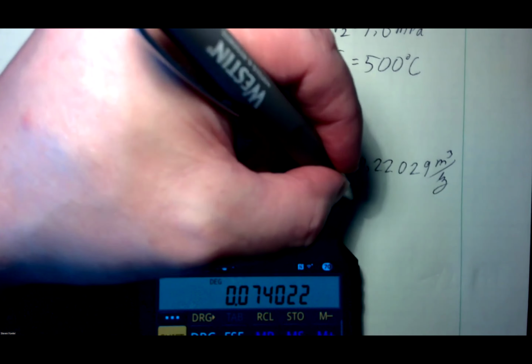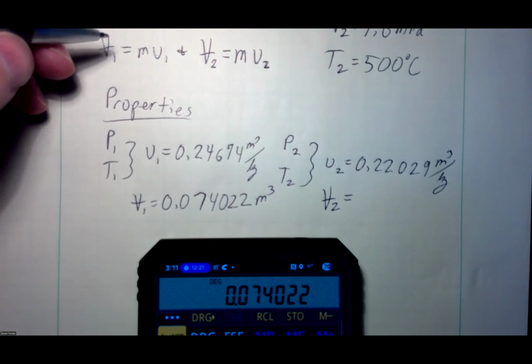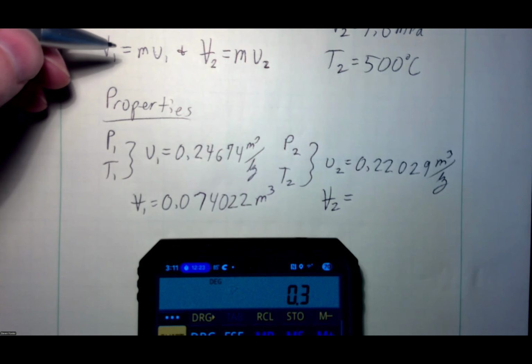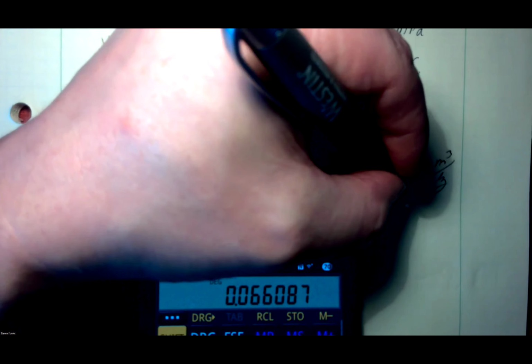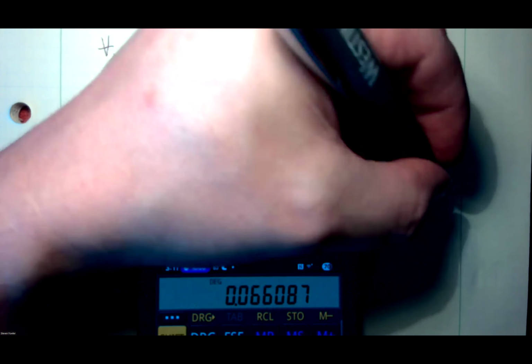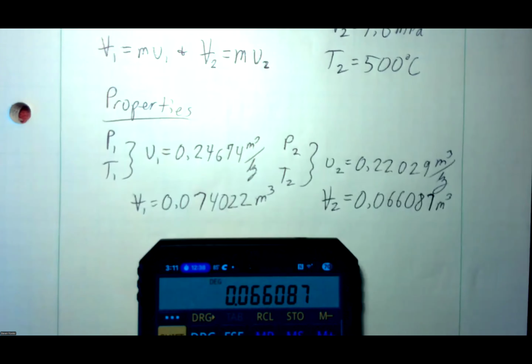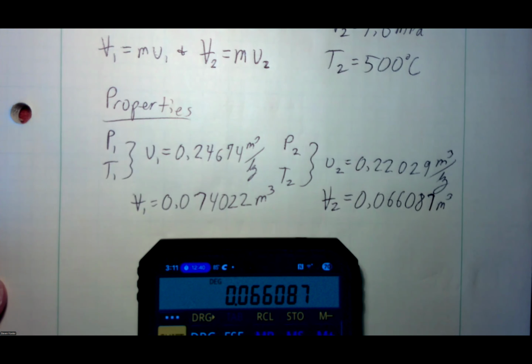The units left are meters cubed. And then V2, that's going to be 0.3 times 0.22029. This is 0.066087, and those are going to be meters cubed. Okay.